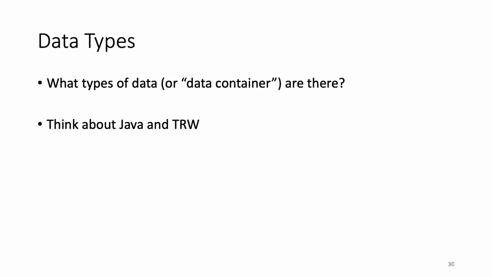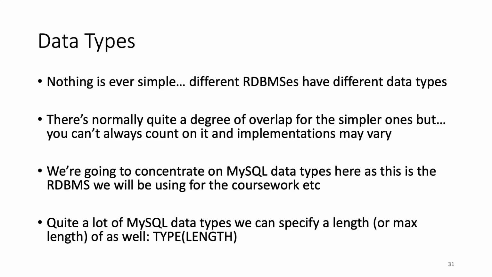So even thinking about it, there's a whole bunch of potential types that we can use. Now, you'd like to think, okay, int's an int, date's a date, everything's fine. Nothing's simple in databases, because different RDBMSs, different relational database management systems, have very different ways of storing and relating data. This can cause problems, but for most data types nowadays, there's usually quite a degree of overlap. And we are going to be looking at MySQL.